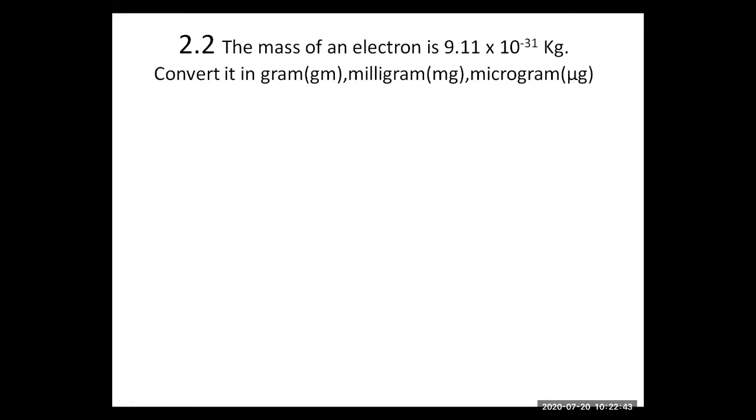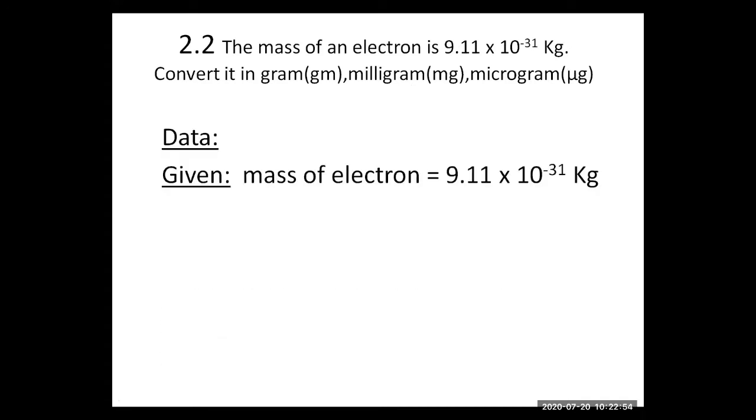Now, to solve the numerical, we just have to make up the data. After that, we will write the given which we have seen in the numerical. So in the given, the mass of an electron is equal to 9.11 multiplied by 10 raised to the power minus 31 kg. So you have seen in the numerical the mass of an electron is 9.11 multiplied by 10 raised to the power minus 31 kg, and we just have to write it in the given.